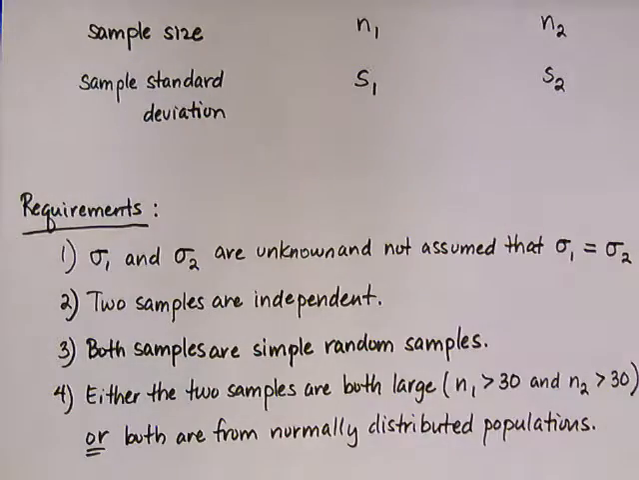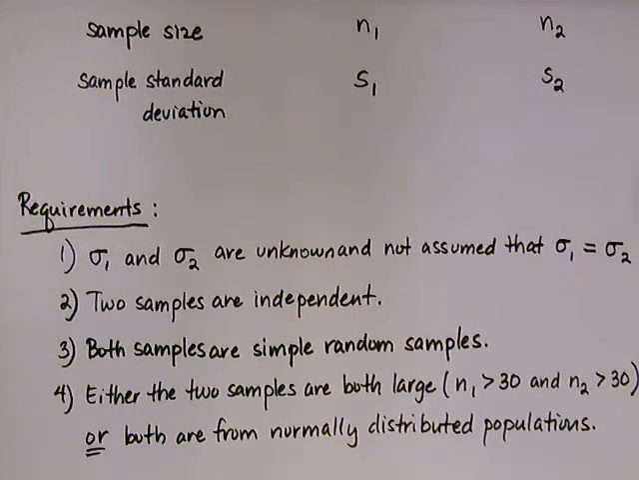So those are the 4 requirements for either testing a claim about two means with independent samples or writing a confidence interval estimate about two means with independent samples. Right. So once those 4 requirements are met, we can do a confidence interval or a hypothesis test.